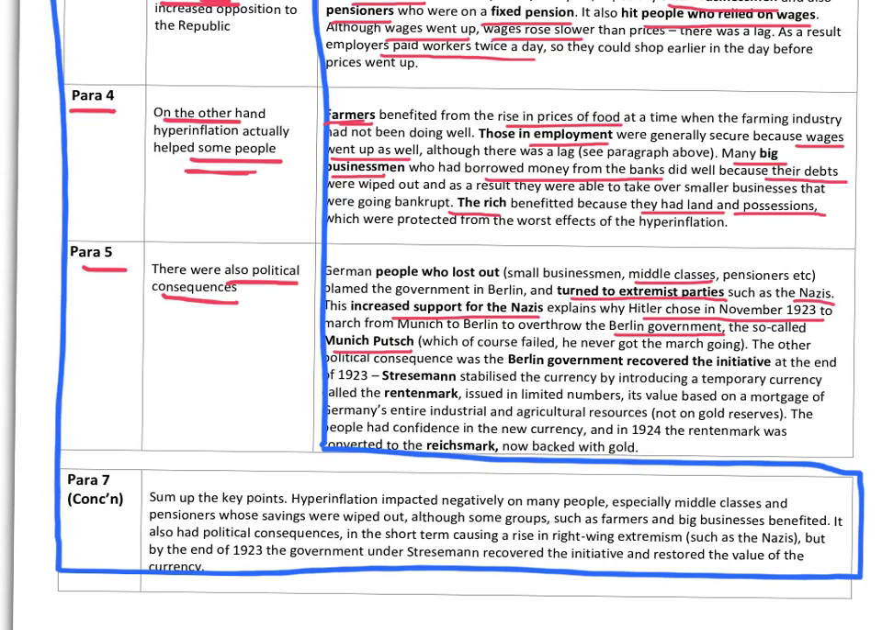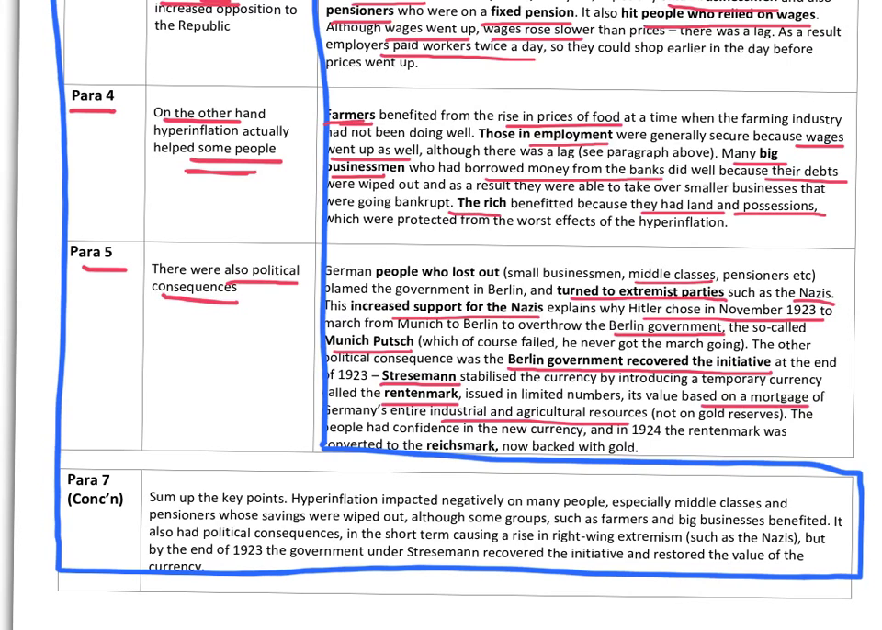The other political consequence, though, is that the Berlin government recovered the initiative. They took strong action, and Stresemann appeared. Although he was foreign minister for most of the time, he was briefly the chancellor, and he was the chancellor at the end of 1923. And of course he introduced a new currency called the Rentenmark, whose value was not based on gold reserves, but it was based on a mortgage of Germany's industrial and agricultural resources.